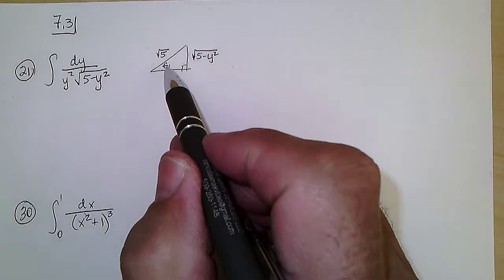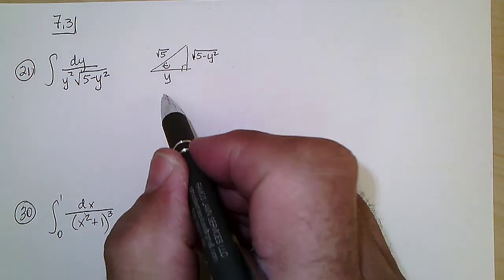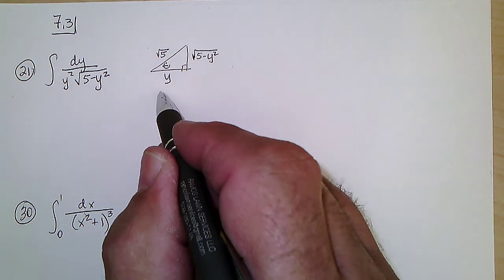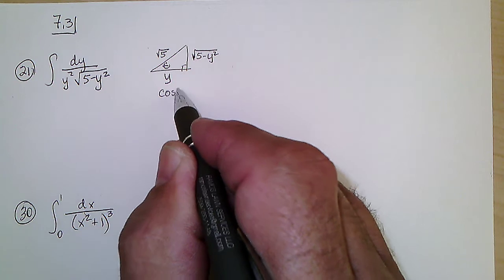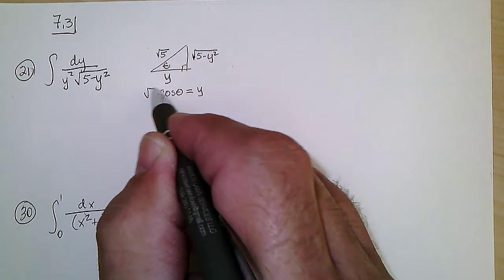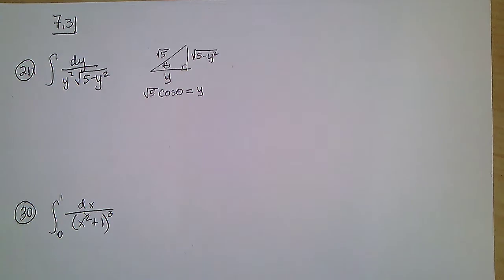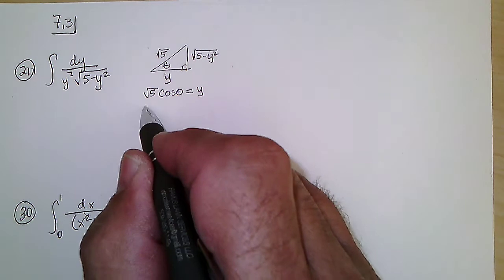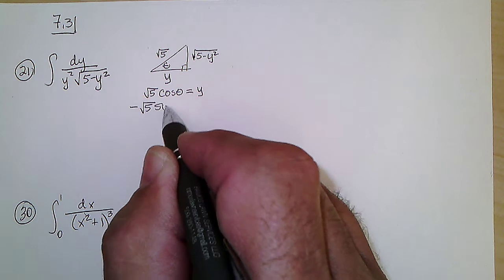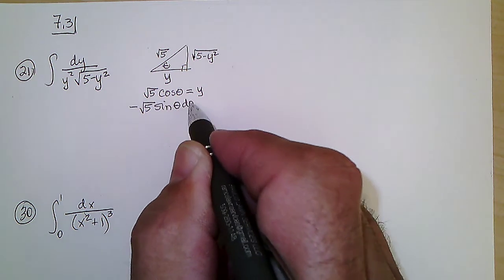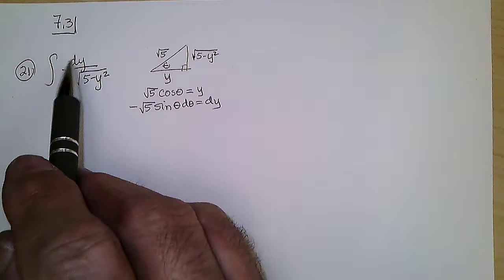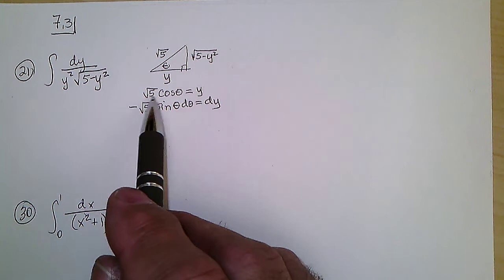So, after we make the triangle, we then find the simplest expression we can for y, which would be adjacent over hypotenuse, which is cosine. Cosine of the angle would be adjacent y over the hypotenuse, which I'm putting over here. I'm going to take the derivative, and I get square root of 5. Derivative of cosine is negative sine theta d theta will equal dy. So that's what I'm going to replace dy with. The y squared will be replaced with that squared.